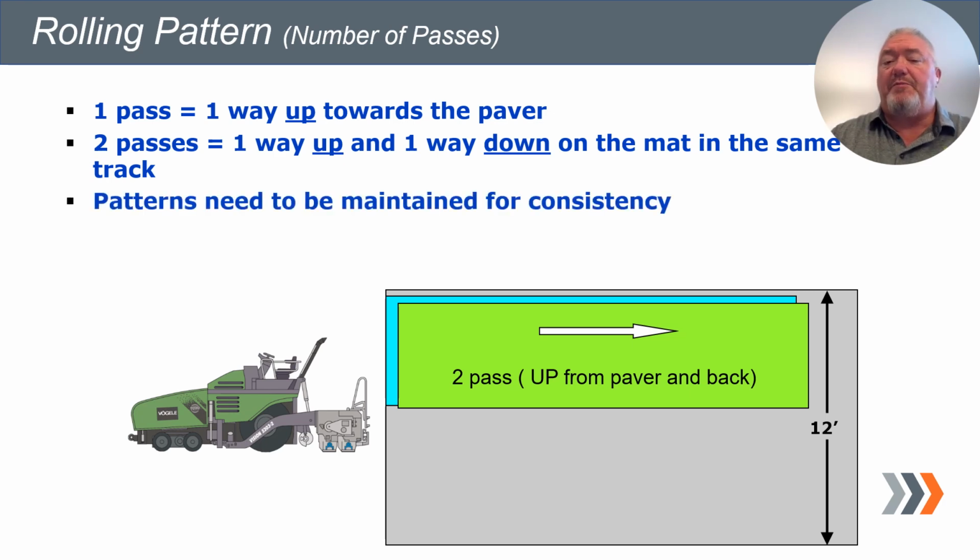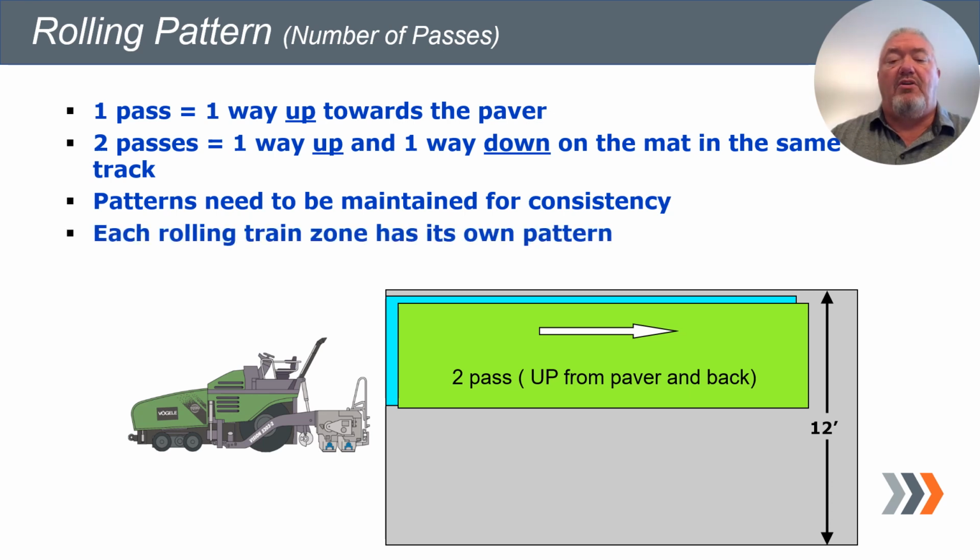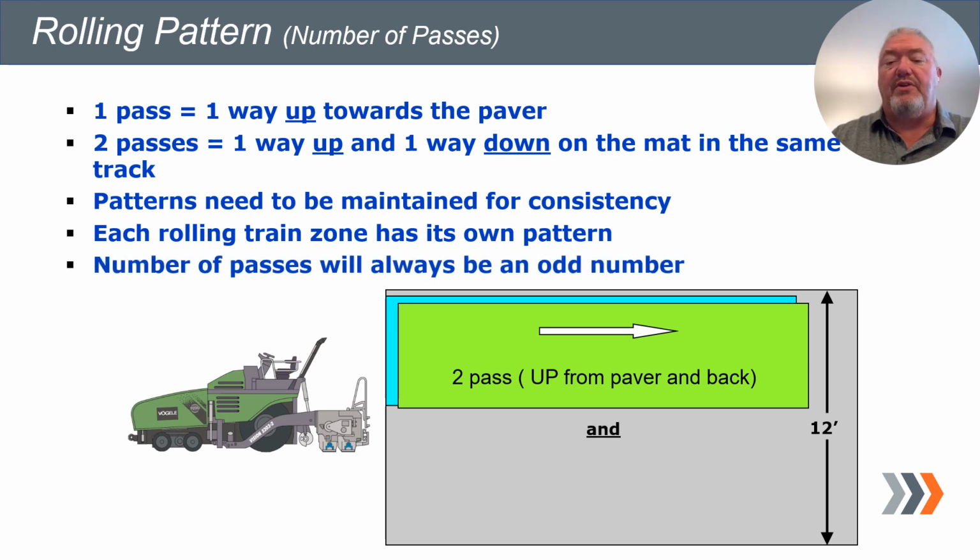They maintain these patterns for consistency, and every time you go up to the paver, you're going to do it to the same distance and same number of passes so we can get more consistent density and rideability. All these passes, the way up and back, if it's 2 passes, it's going to have an odd number. So your odd number is always catching you back up to the paver. Each roller is going to have its own set of pass counts to keep behind the paver.